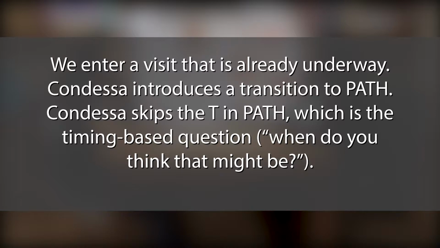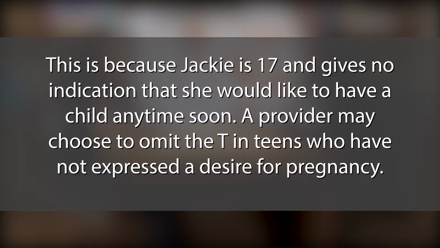We enter a visit that is already underway. Condessa introduces a transition to path. Condessa skips the T in path, which is the timing-based question, when do you think that might be? This is because Jackie is 17 and gives no indication that she would like to have a child anytime soon. A provider may choose to omit the T in teens who have not expressed a desire for pregnancy.